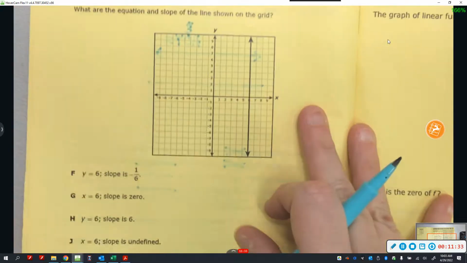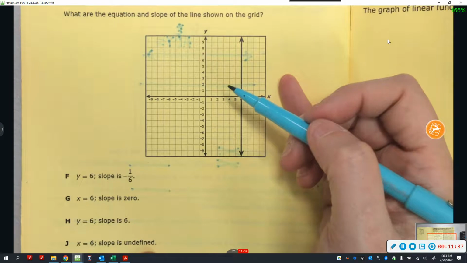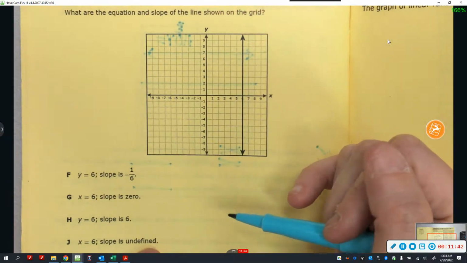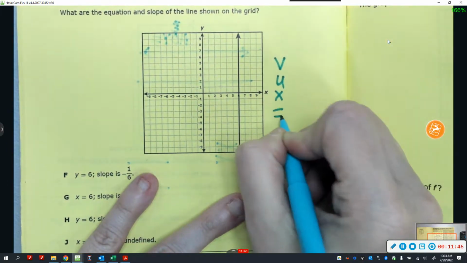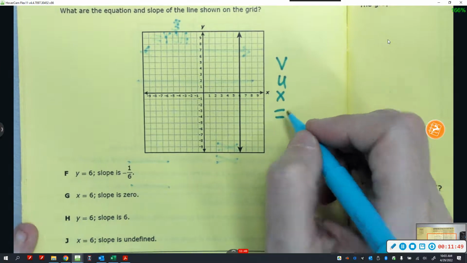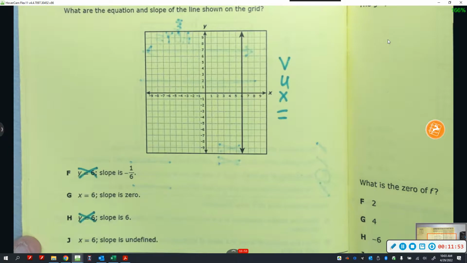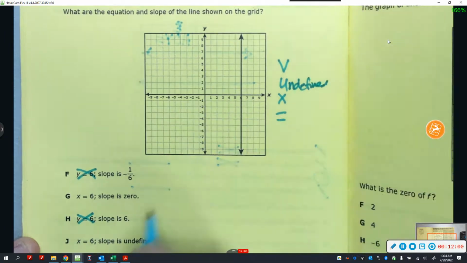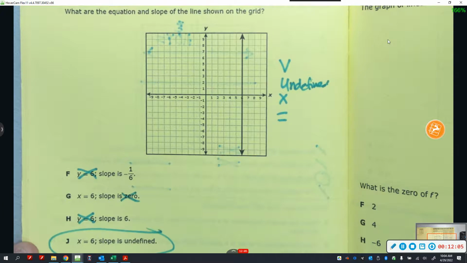Let's look at this one right here. Another example of a STAR question where they're asking you about horizontal and vertical. So this is, what is the equation or slope of the line shown on the grid? Well, this one is vertical. It's a VUX, x equals, right? So first of all, I'm going to look for x equals. Well, this one says y equals. These two say y equals, so they're not what I'm looking for. The U in VUX stands for undefined. So the answer is X, I mean, J. The answer is J, okay?